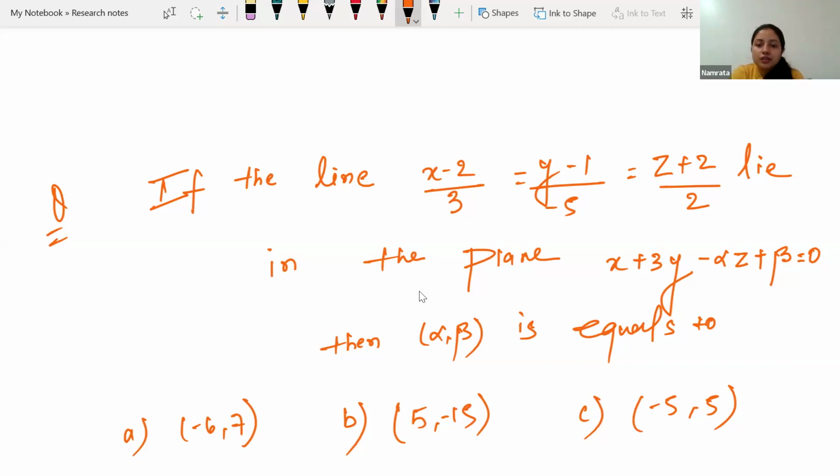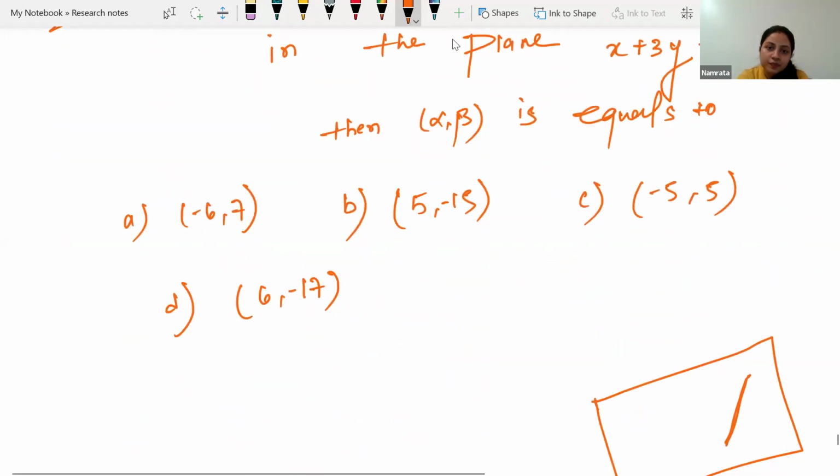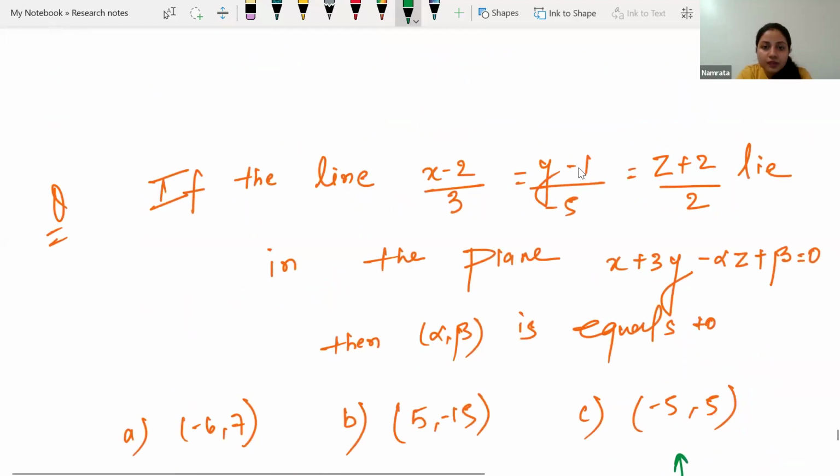If we make the normal to the plane, can we say that the normal will be perpendicular to the line also? Can we say? Yes or no? If we make the normal to the plane, that normal will be perpendicular to the line also. Yes or no?